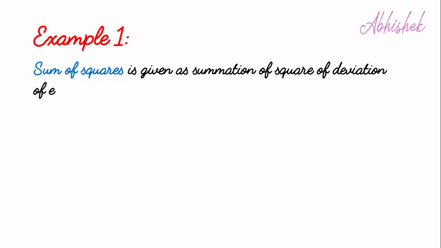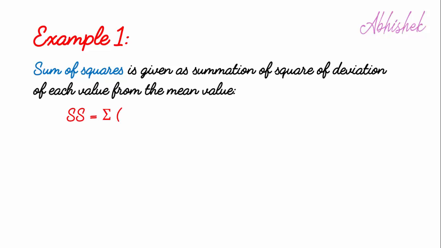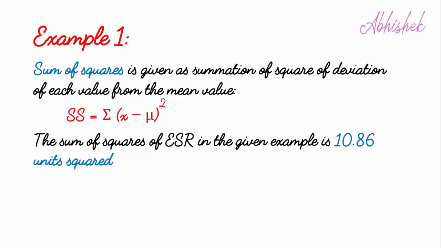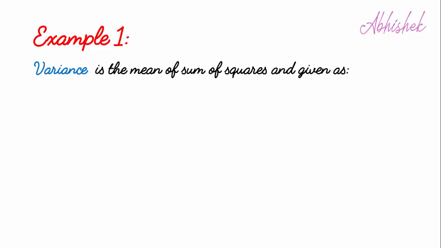Now, sum of squares can be denoted by the formula SS is equal to summation of x minus mu the whole square. As we have done before, this value is 10.86 units of ESR. Now, the point to be noted here is that the units are squared. From sum of squares, we can study variance. And variance is the mean of sum of squares. And how do we get the mean of sum of squares? We divide it by n. And that is the formula.